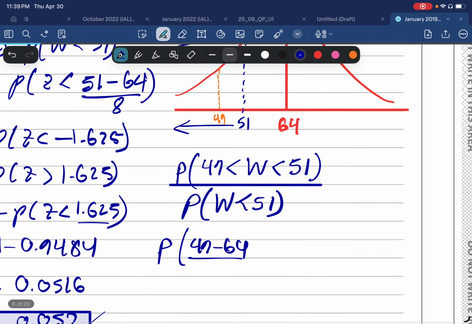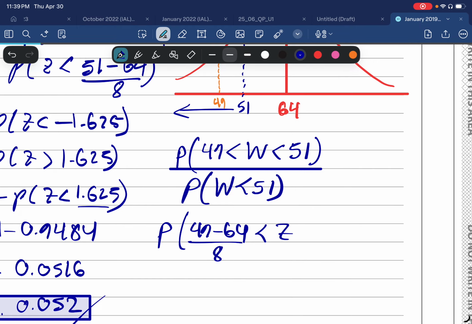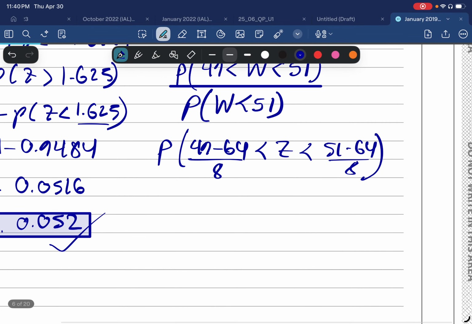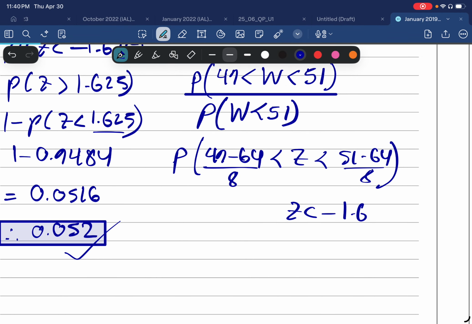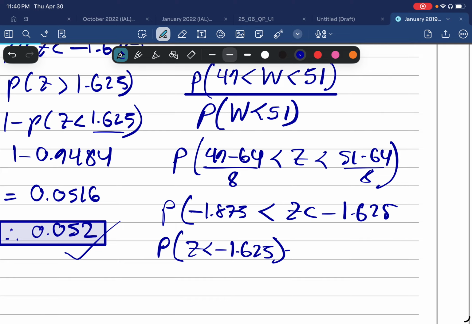What was our standard deviation? It was 8. That becomes Z, 51 minus 64 over 8. And this becomes, we just did this, minus 1.625. And this becomes 49 minus 64 over 8, minus 1.875. So we can say probability that Z is less than negative 1.625 minus probability that Z is less than negative 1.875.